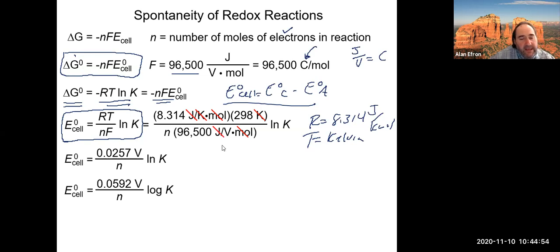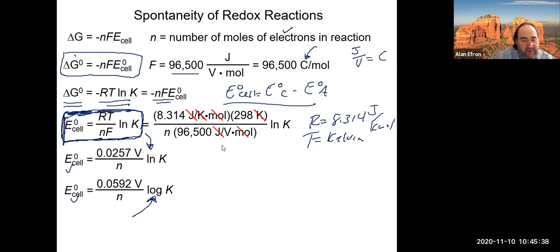Now, if we happen to be at 25 degrees Celsius, a lot of these become constants, and you can reduce this equation down to this. If you're at 25 degrees Celsius and you multiply everything on top and divide, you end up with 0.0257 volts over n, natural log of K. Or if you're a more traditional log person, you could take 0.0592 volts over n, log of K. Or if you don't want to worry about these two equations, you could just use the equation in the box and put the numbers in, even if you're at 25 degrees Celsius.